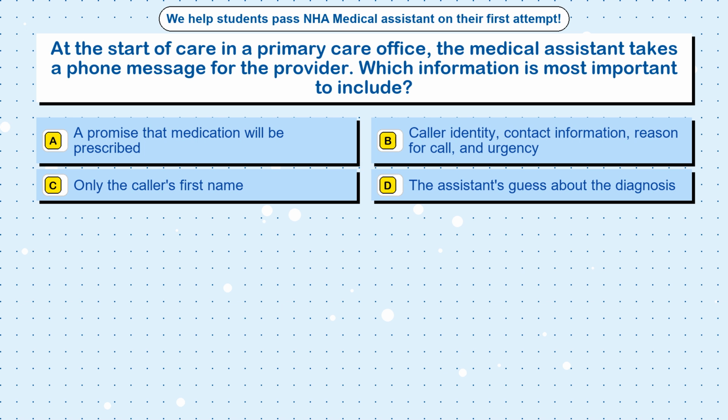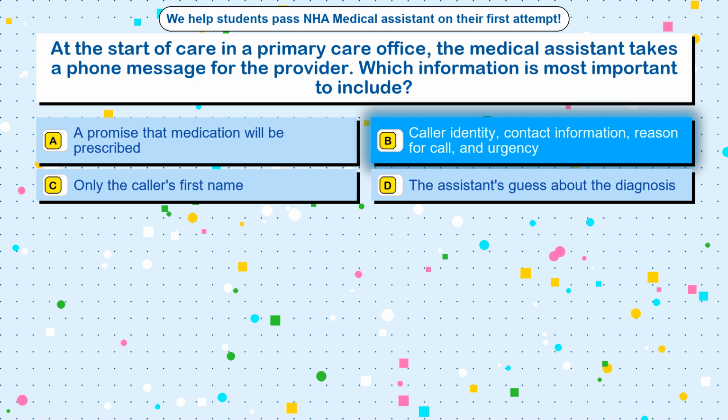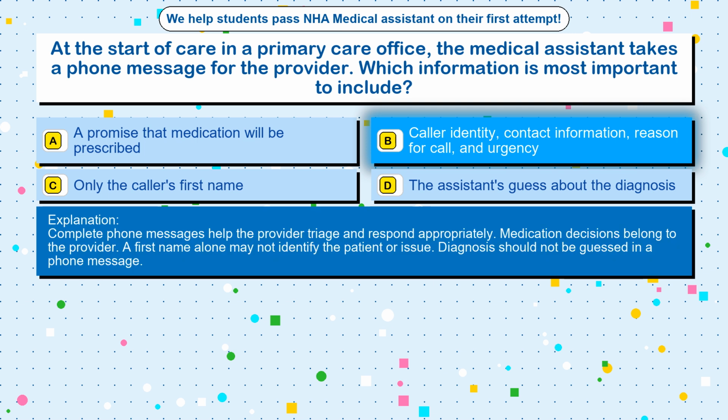Option D, the assistant's guess about the diagnosis. The correct answer is option B, caller identity, contact information, reason for call, and urgency. Complete phone messages help the provider triage and respond appropriately. Medication decisions belong to the provider. A first name alone may not identify the patient or issue. Diagnosis should not be guessed in a phone message.